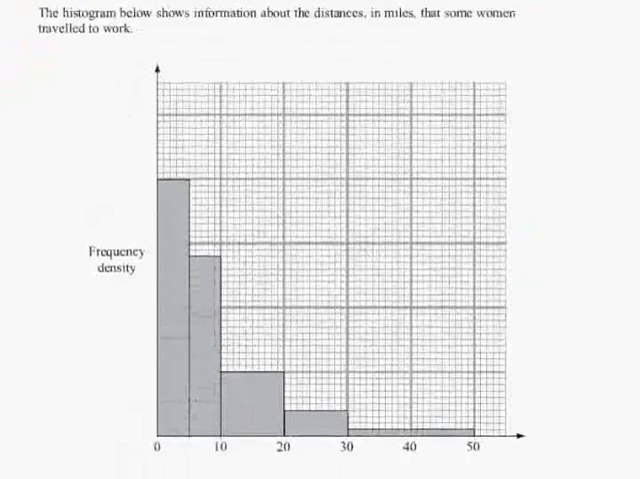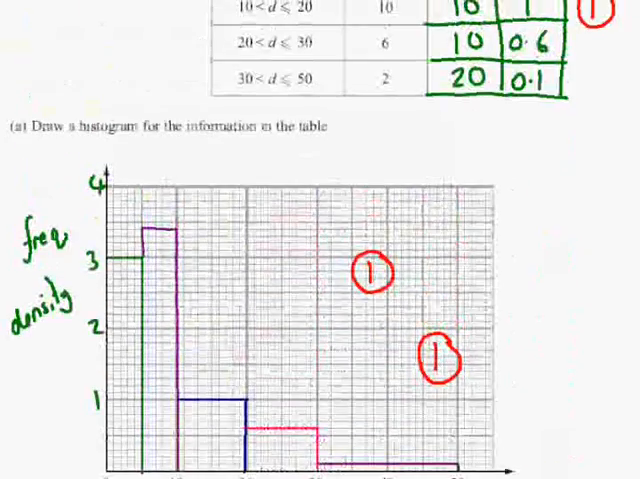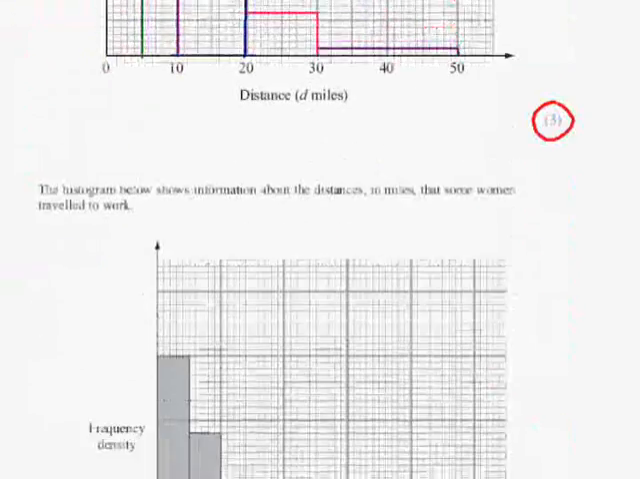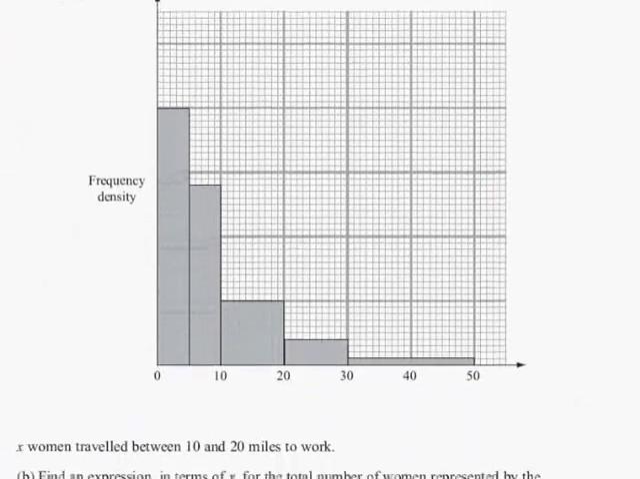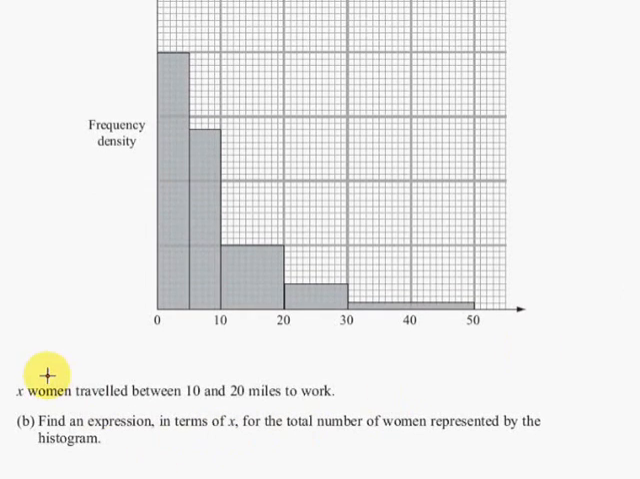Now, it says the histogram below shows information about the distances in miles that some women travelled to work. Okay, so the other one was for men, I believe. Yep, and this one's for women. Okay, so you've got this histogram here. Now, X women travelled between 10 and 20 miles to work.